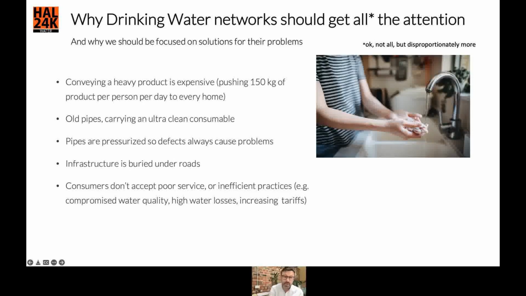We're doing that through old pipes, typically old pipes. It's a worldwide challenge that pipe networks that grew up 100 years ago are now starting to show real age. And that's the challenge when we're carrying an ultra clean consumable. Pipes are pressurized. They have to be pressurized to push the water through. And that causes its own problem. If something goes wrong, it doesn't just lie malignantly there, it causes a problem.